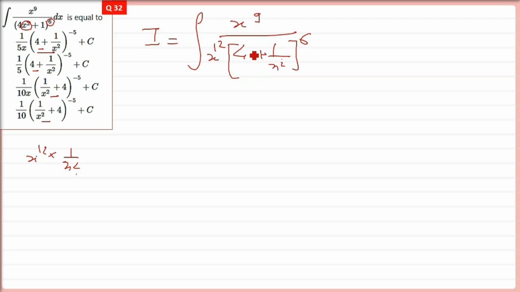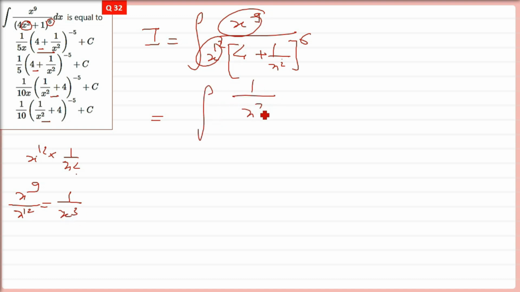So when we take x square outside, it will be 4 plus 1 by x square, but x square cannot be taken outside because the power is 6. So x raised 12 has to be taken out. So x raised 9 by x raised 12 will give you 1 by x cube. This 1 by x cube will go up. It will be x raised minus 3. So 1 by x cube dx is the numerator. 4 plus 1 by x square is the denominator, and it is raised to the power of 6.